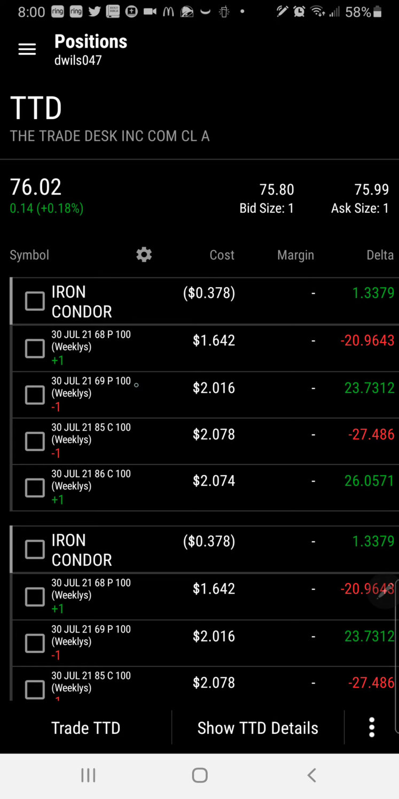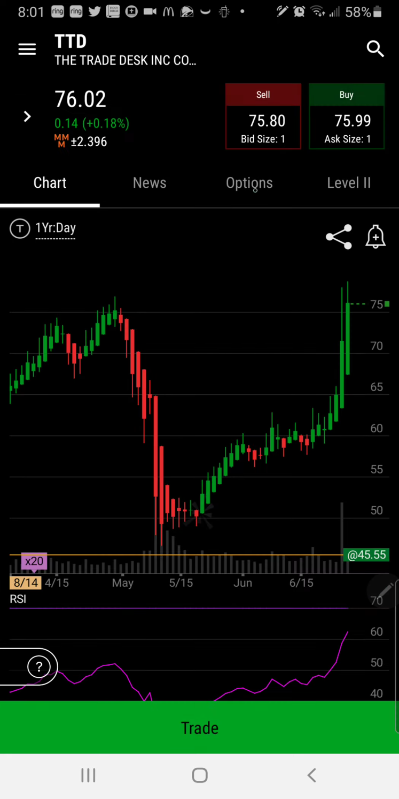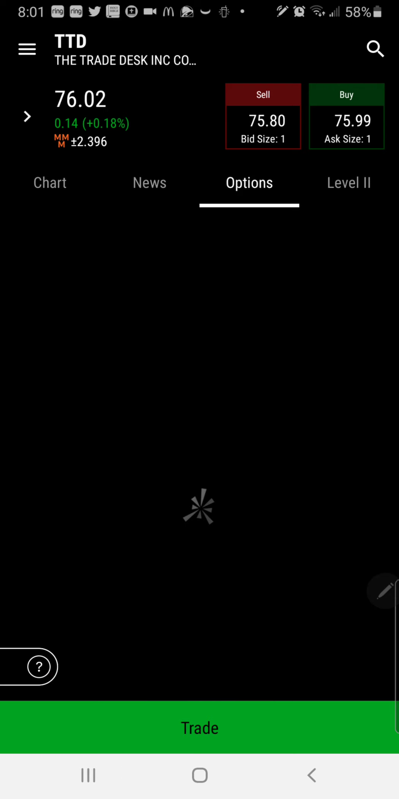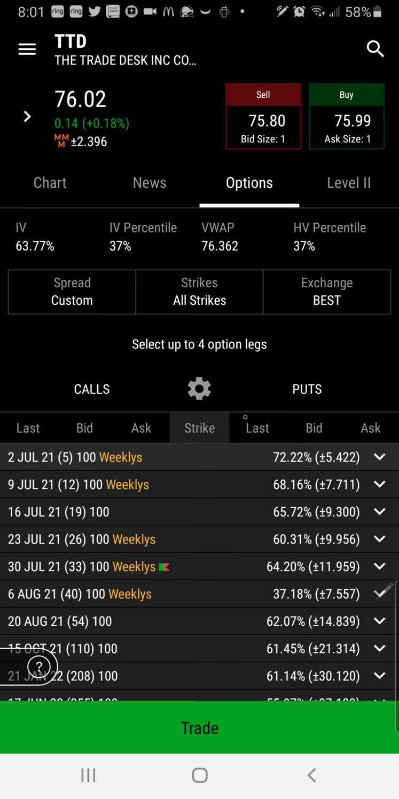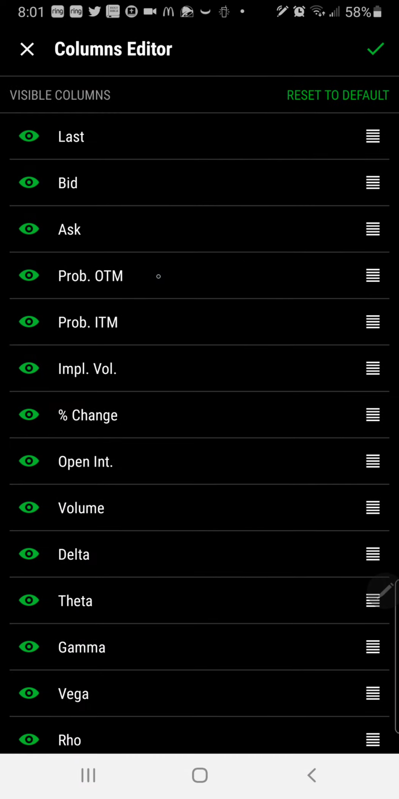We're going to just use the 69 put and the 85 call. Show details. Let's go to options. You may have to turn this feature on that I'm using with the gear. So let's go to the gear. The main ones that we want to pay attention to are probability out of the money and probability in the money. If I sold something, probability out of the money is most important. If I buy something, probability in the money is most important. Don't forget that.